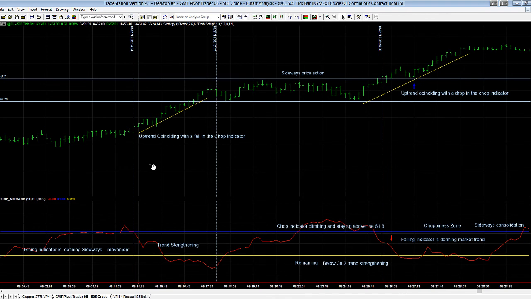So in the next video, I'm going to show you how we've got this indicator built into our strategies, the Trend, the Viper and the GMT Pivot Trader, and how we can use it to improve our results. It identifies appropriate market trendiness, and it also identifies periods of choppiness where we don't want to be taking trades. So we can use the indicator as a cutoff or a filter to get us into higher probability trade setups. So that's a quick look at the chop indicator.